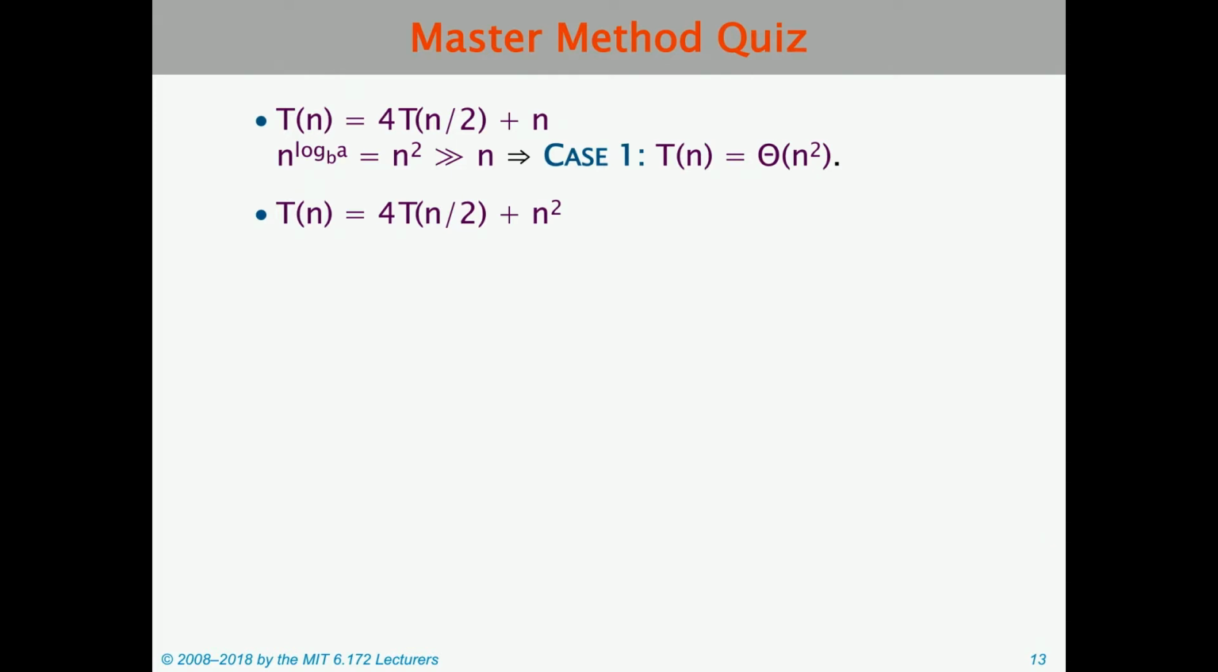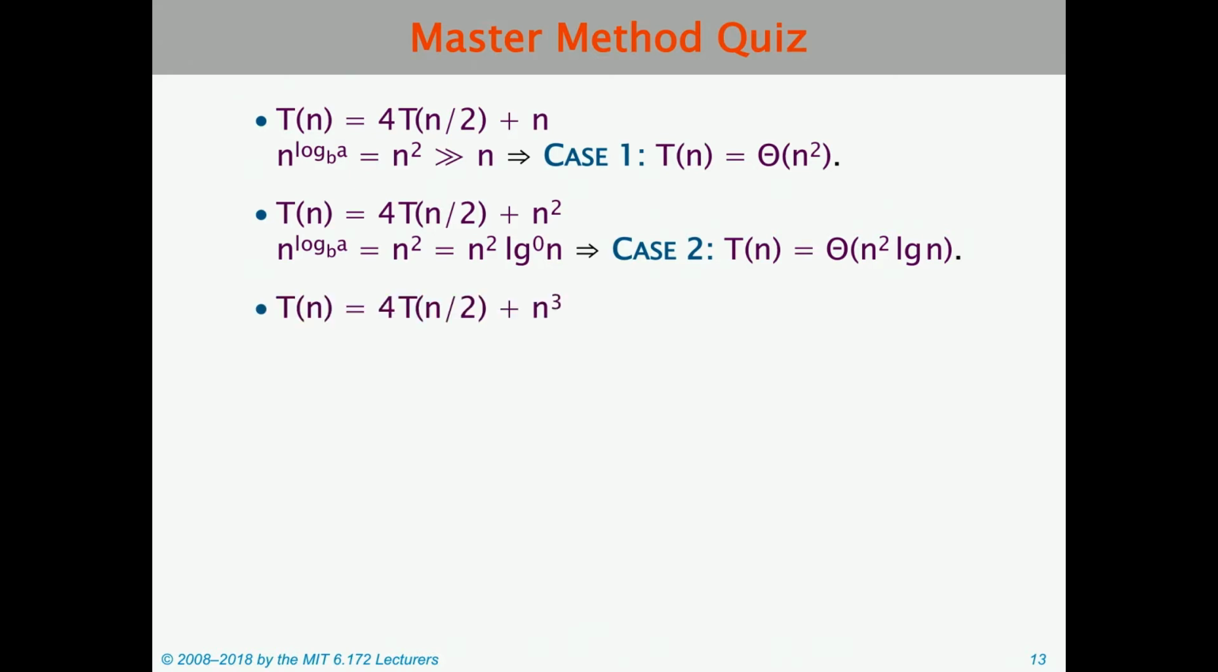Yeah, it's n squared log n. Once again, the first part is the same. N to the log base b of a is n squared. N squared is n squared log to the 0 n, so it's case 2 with k equals 0. And so you just tack on an extra log factor. Okay, so it's n squared log n. Okay, and then of course we got to do this one.